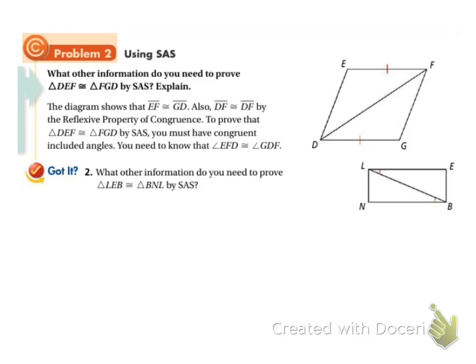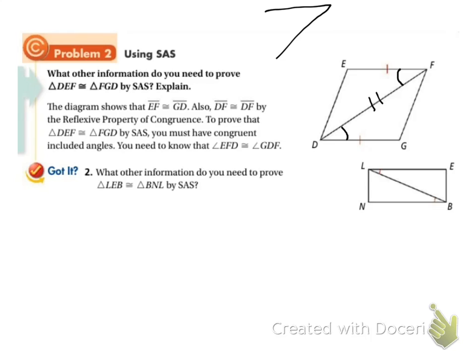Okay. What other information do you need to prove that triangle DEF is congruent to triangle FGD by SAS? Okay, so let's look here at our picture. I have one pair of sides marked. And I also have reflexive, so I could also say that DF is congruent to DF. So I have two sides. Now if I'm going to use side angle side, I need to also have that their angles in between the sides are congruent. So I need this angle and I need this angle.